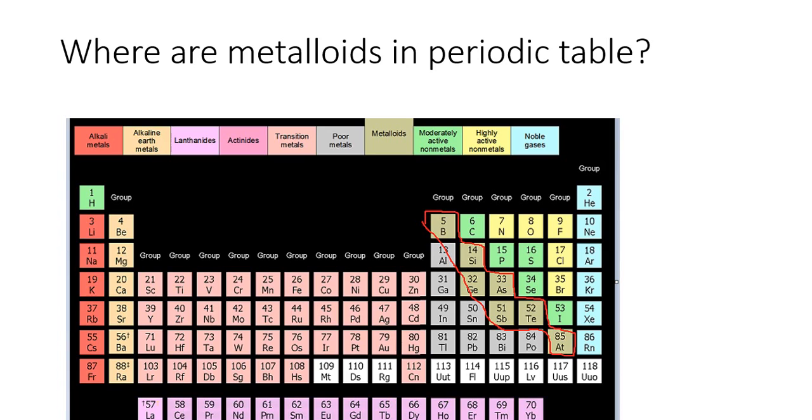So there they are. Groups 13, 14, 15, 16, 17, there we go. Boron has an atomic number of 5, and astatine has an atomic number of 85, so 85 protons in there.